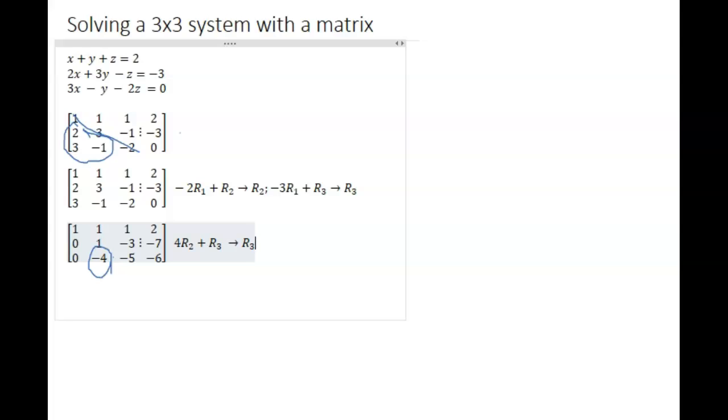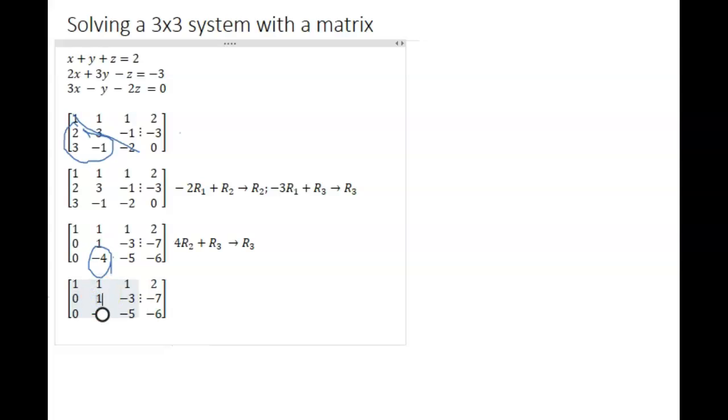Let's see how that turns out. I'm going to cheat and copy and paste so that I don't have to change all those things again. Here we go.